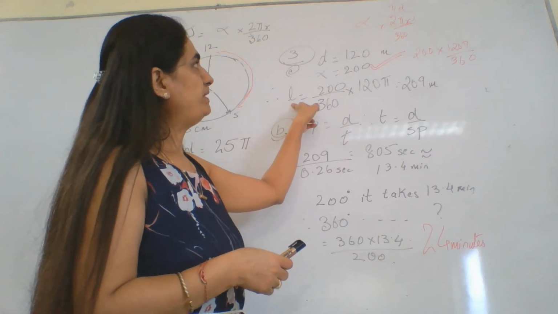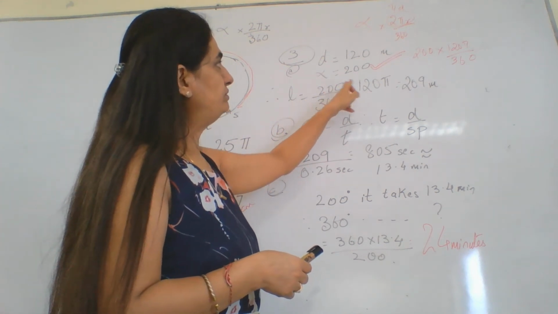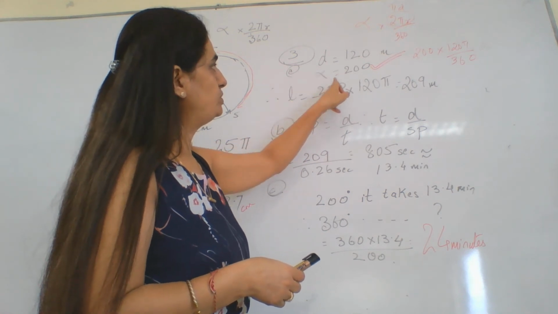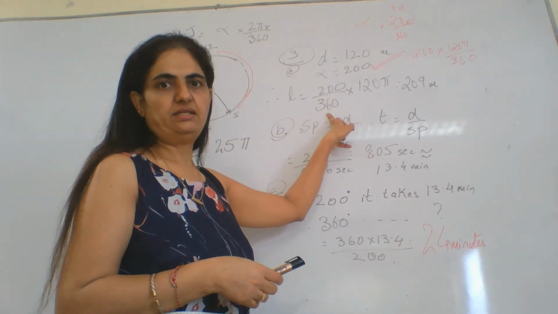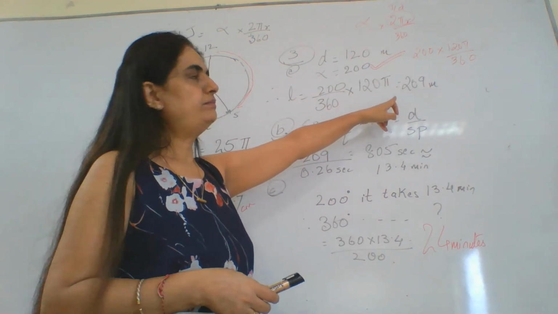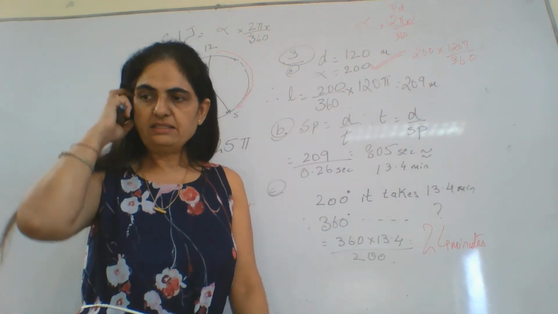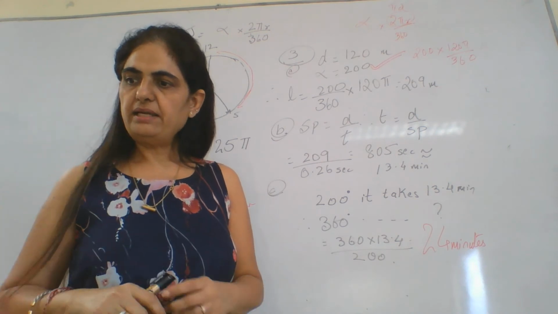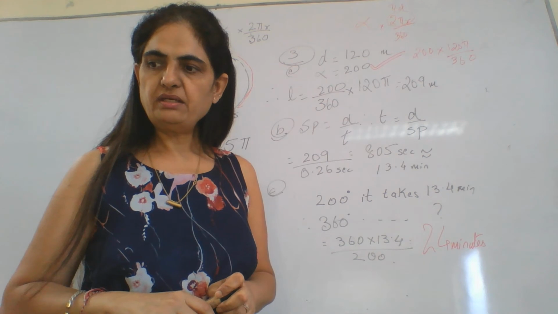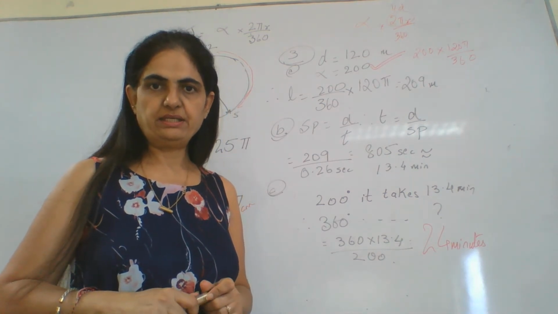Therefore, the length will be the circumference, that is 120 pi, times alpha, that is 200 over 360. When you put this in your GDC, you get the answer 209 meters. Okay. The second part says find the time in minutes that it would take for a passenger capsule to make a rotation of 200 degrees.